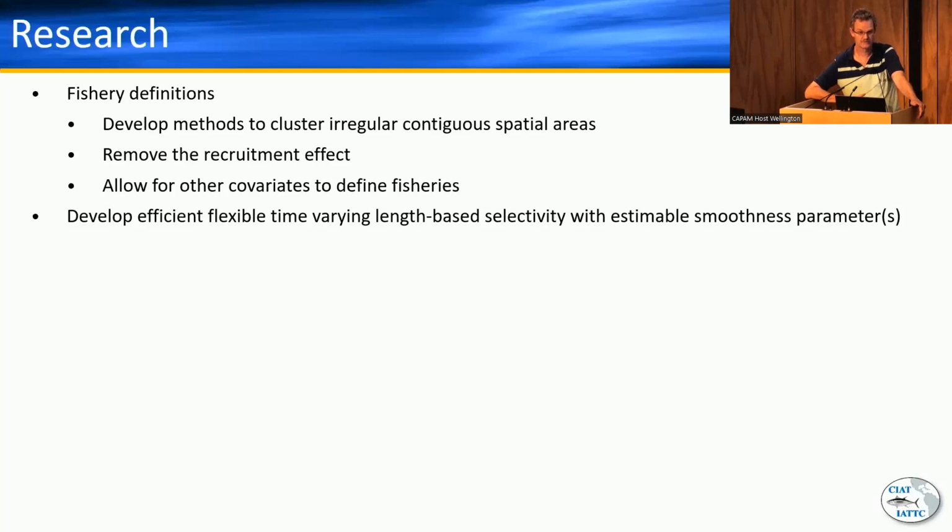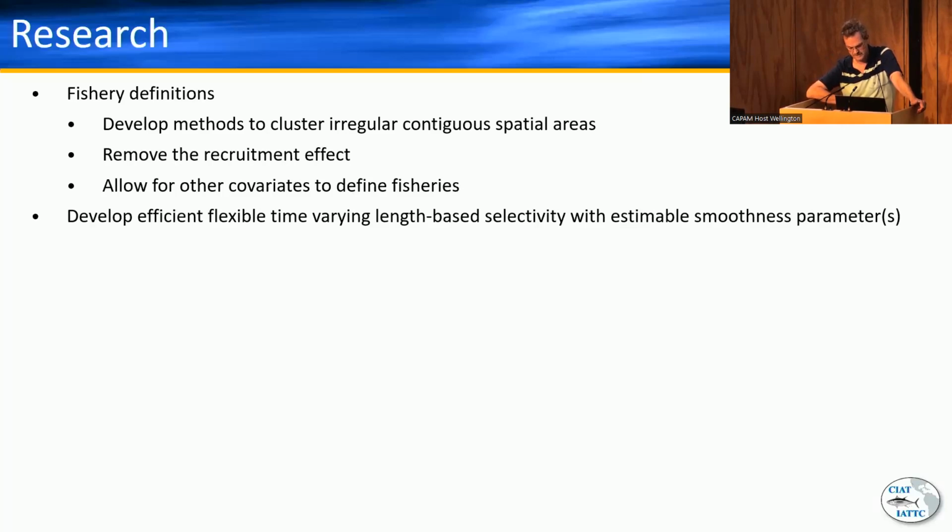We want to remove the recruitment effect, because that's going to go into the length frequency distributions. And we have a method for doing that, but I'm not sure if it's any good. And then also possibly allow for other covariates to define the fisheries, like environment, if we want to have time varying definitions for our spatial fisheries.